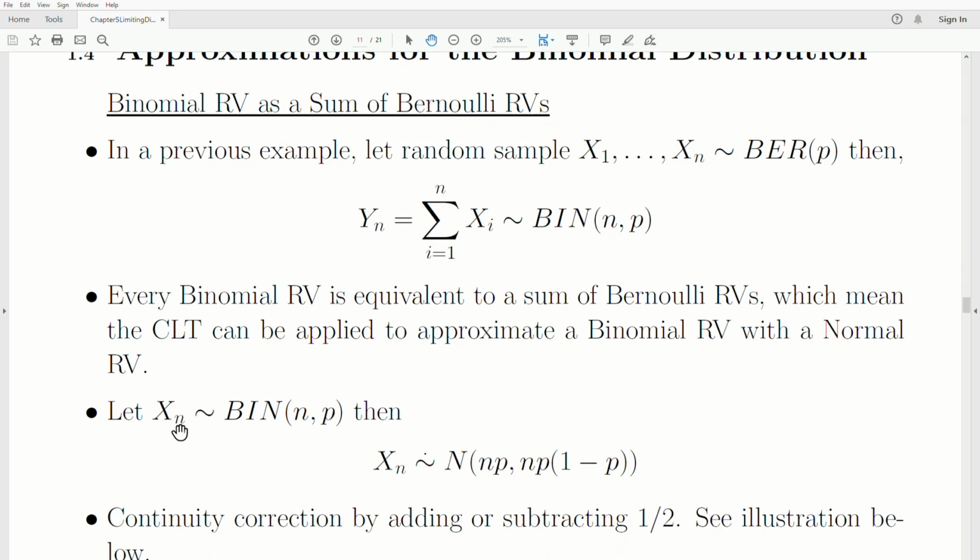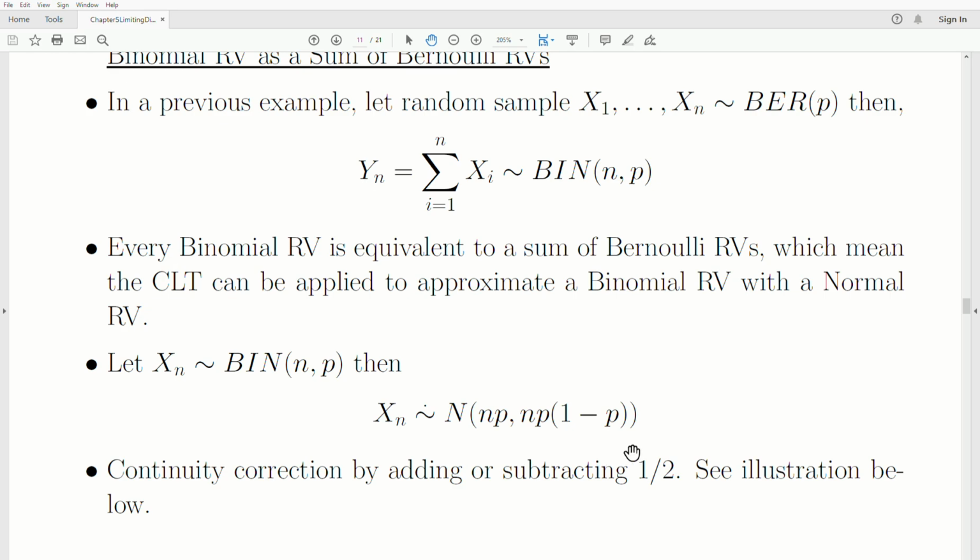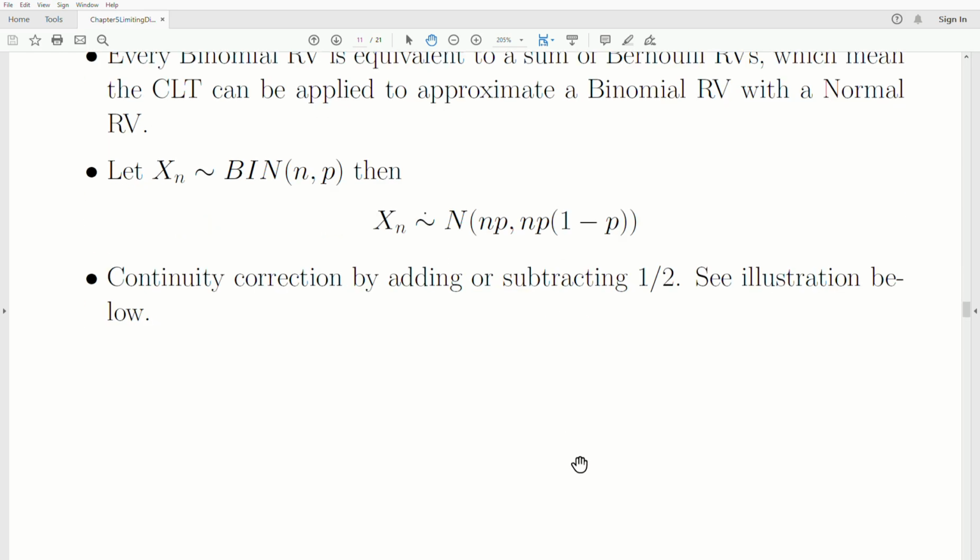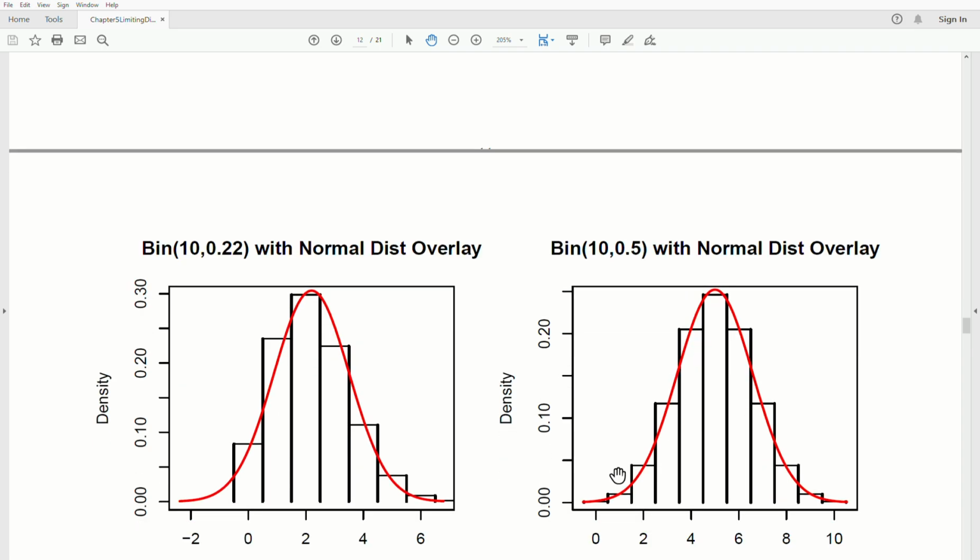So let X n be binomial(n, p), and I should say n large, then the approximate distribution of X n is approximately normal with mean np and variance npq. And one other point is what's called a continuity correction. I'll illustrate this in the graph below. When we're approximating the binomial with the normal, we add or subtract 1/2, which is what's called a continuity correction. Let me illustrate that with a picture.